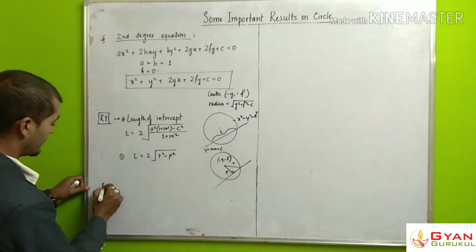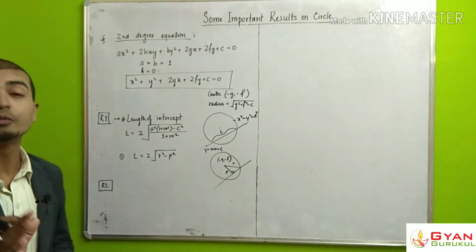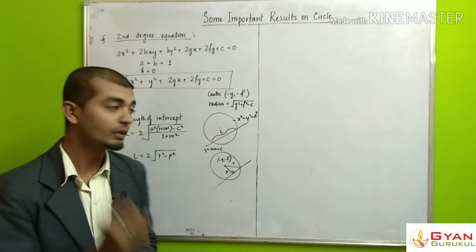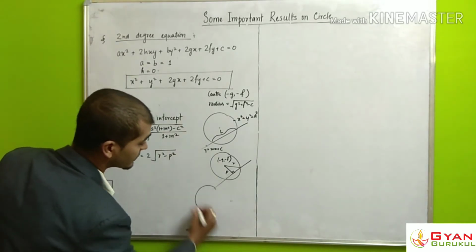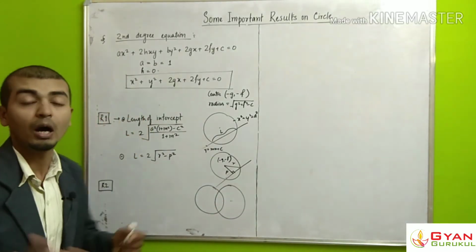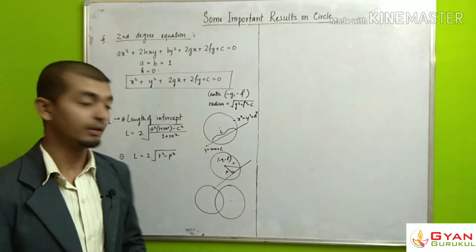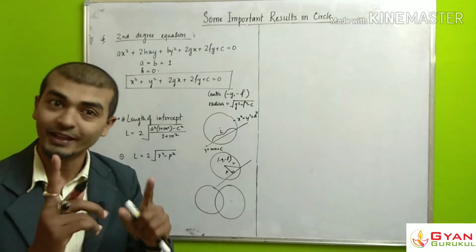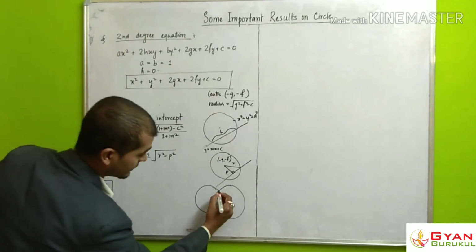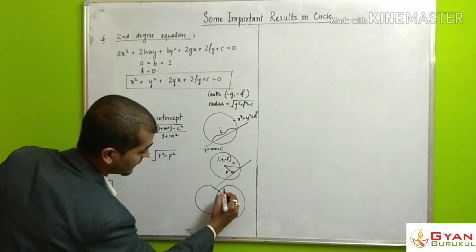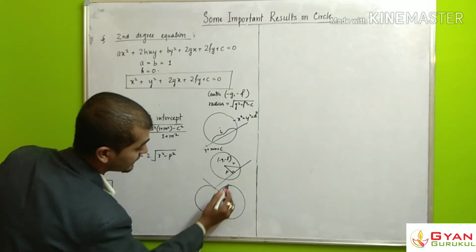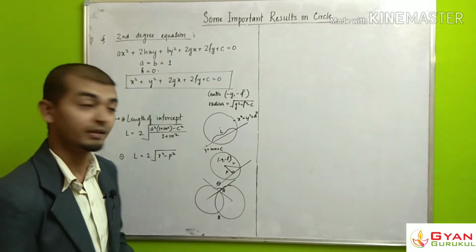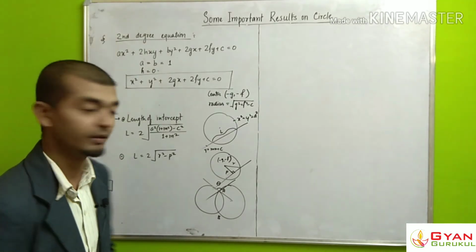Then the next result. If you need the angle between two circles, what are you going to do? Now we know that circles are curvical in nature, so how can we find the angle? Actually, the angle between circles is the angle between the tangents at their point of intersection. Suppose these are the points of intersection A and B. Obviously, I can draw two tangents at this point. Whatever is the angle between these two tangents is said to be the angle between the two circles. Clear?